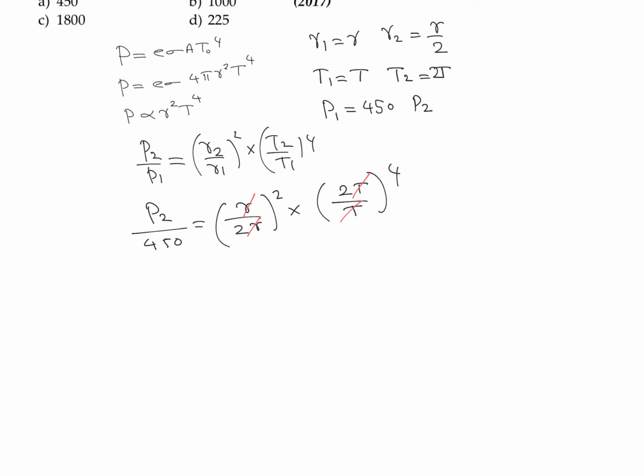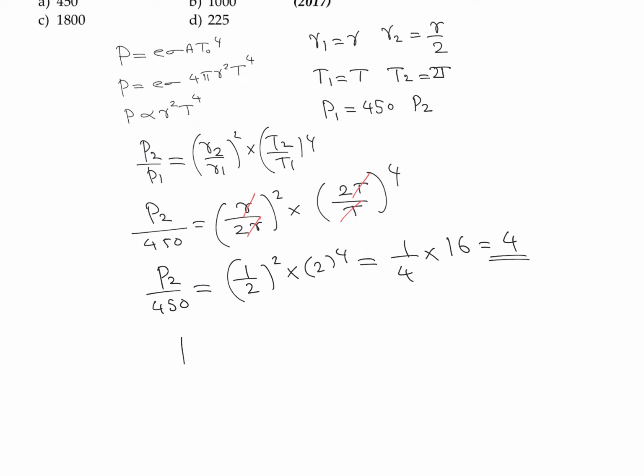So the equation becomes P2 divided by 450 is equal to 1 by 2 raised to 2 into 2 raised to 4. So you can write 1 by 2 raised to 2 is 1 by 4 and 2 raised to 4 is 16. So I'll get the answer as 4. So you can write the value of P2 will be equal to 450 into 4, which is equal to 1800.